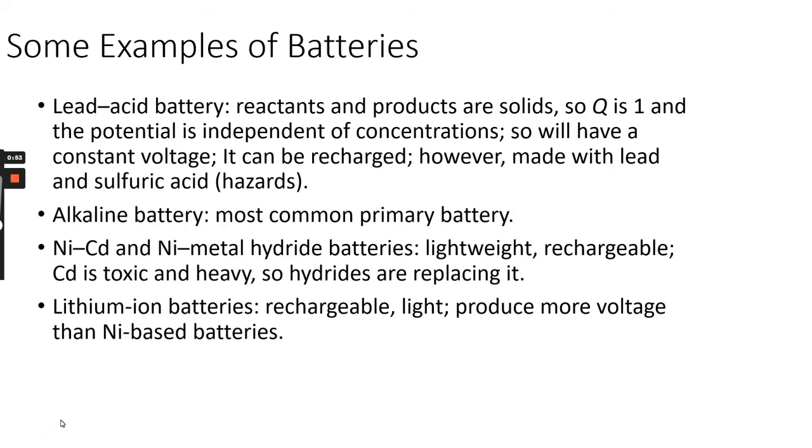So some examples of batteries are your lead acid batteries. These are normally in cars, regular electric cars. And in this case, your reactants and products are solids. Because of that, your Q is going to be equal to 1, and your cell potential is going to be independent of the concentrations. And because they are solids, you can have a consistent voltage as you're using the battery. You're not going to see a huge voltage drop. And what's really nice about them is you can recharge them. However, there are some drawbacks. They're made with lead and sulfuric acid, and because they're made with lead, they are relatively heavy.